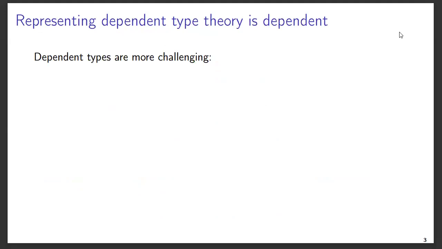But if you try to follow the same recipe for dependent types, then you realize that this does not work anymore, right? Why? Well, first of all, if you have dependent types, then types really only make sense in a context, right? If I'm claiming that Fin n is a valid type, then it really depends on what n is. If n is a natural number, then Fin n is probably a valid type.